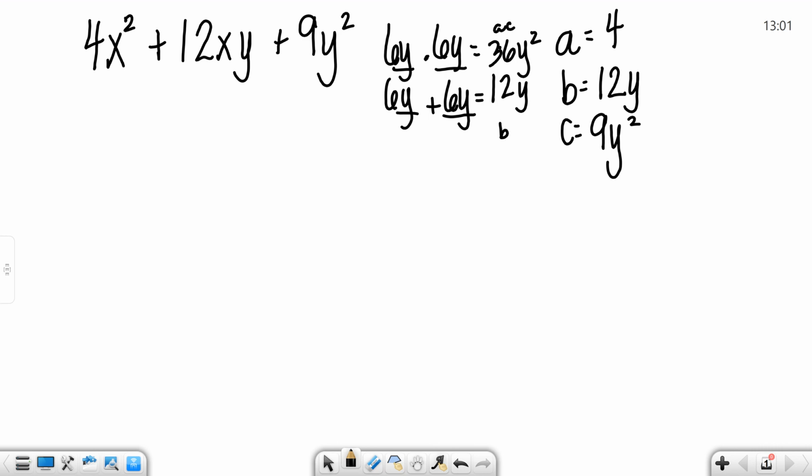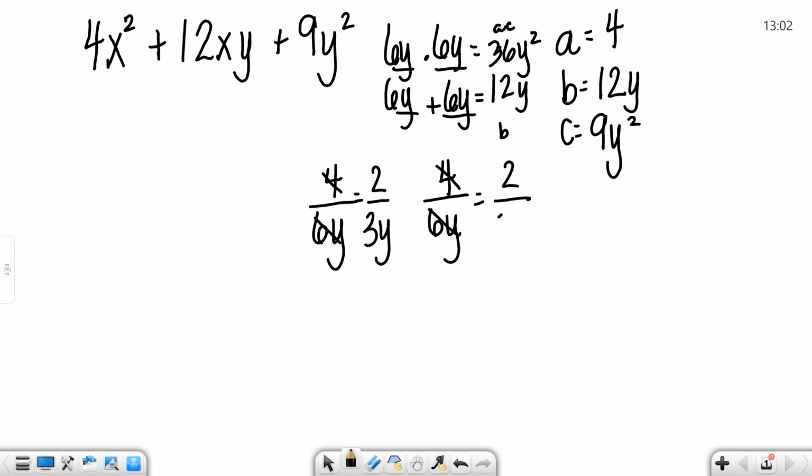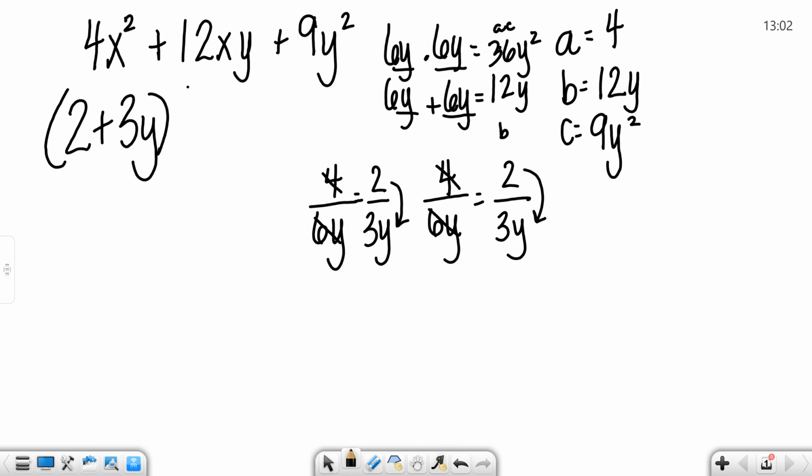Okay, so I'm going to do this one with fractions. I take my A value and I put it over one of the factors I found. Take my A value, put it over the other one I found. If you can simplify, you do, and in this case you can. 2 goes into 4 twice, 2 goes into 6 3 times. So that works for both of these. And then I read it top to bottom to find my factors. So my factors are 2 plus 3y times 2 plus 3y.